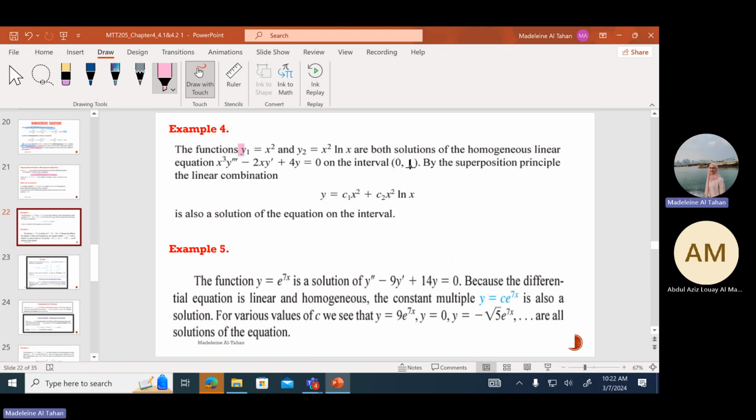If you look at this one, y1 and y2 are both solutions for this one. So we can deduce that any linear combination of them is again a solution. Does it make sense, Miss? So if sine x is a solution and cosine x is a solution, it means that c1 sine x plus c2 cosine x is what? A solution again. But here for which type of differential equation are we talking? Homogeneous. It means that it's equal to 0.